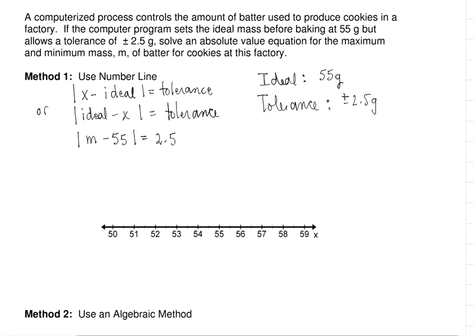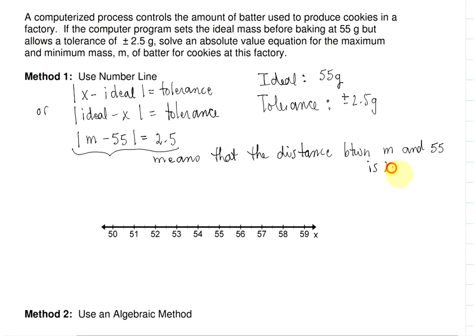All right, and remember the meaning of this equation. This means that the distance between m and 55 is 2.5 units.